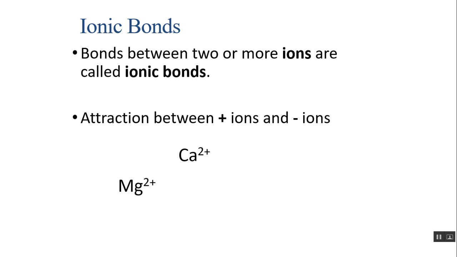Notice in this example you have magnesium with a 2+ charge next to a calcium with a 2+ charge. No attraction between these two positive ions will occur, and in fact they will repel each other like two positive magnets. But if you put magnesium with a 2+ charge next to oxygen with a 2- charge, attraction between the positive and negative ion will occur and bring them together.